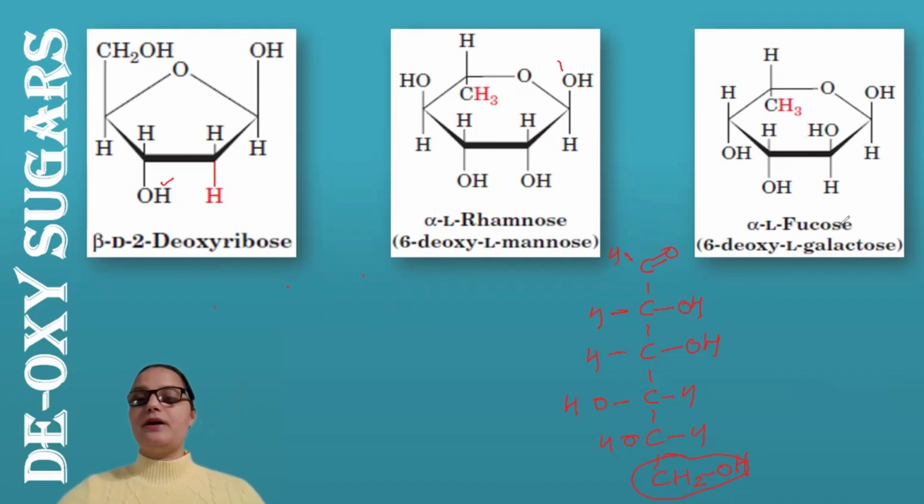Now, we need to discuss fucose. Fucose is the derivative of galactose, but which galactose? Not D-galactose, but L-galactose. Now, the code for galactose is 25. So what is this code 25 telling us? That hydroxyl groups are present on the right-hand side of the carbon skeleton? No. Here the same code is telling us that on carbon number 2 and 5, hydroxyl groups are present on the left-hand side of the carbon skeleton. Left-hand side of the carbon skeleton.